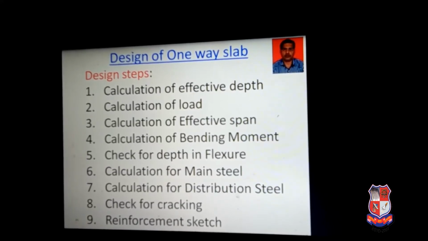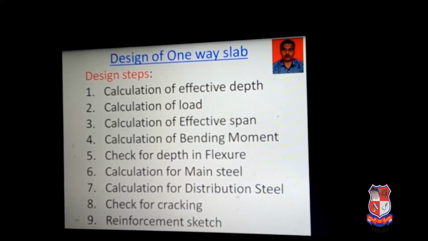And for design calculations in a one-way slab, we have to follow several steps as shown here, starting from the effective depth, the load calculation, the effective span, the bending moment, then check the depth for flexure, then calculate main steel area, then calculate distribution steel area, then check for cracking, and finally show the reinforcement sketch. So this way we can complete the design of the one-way slab.